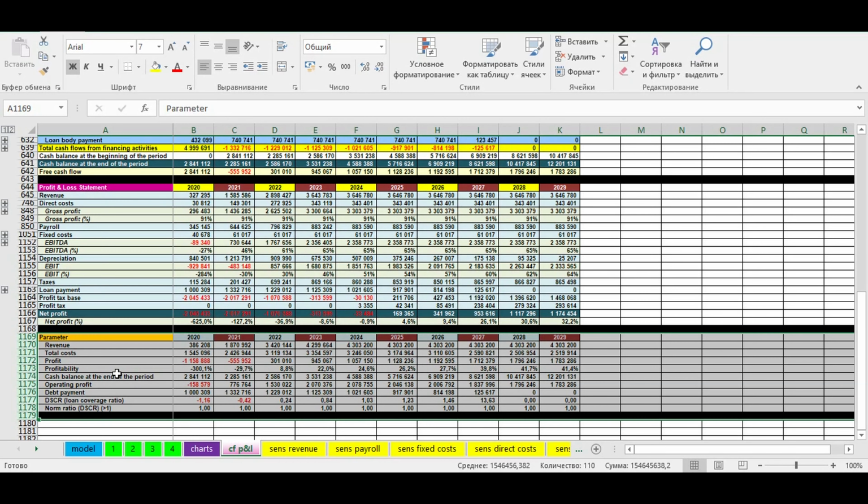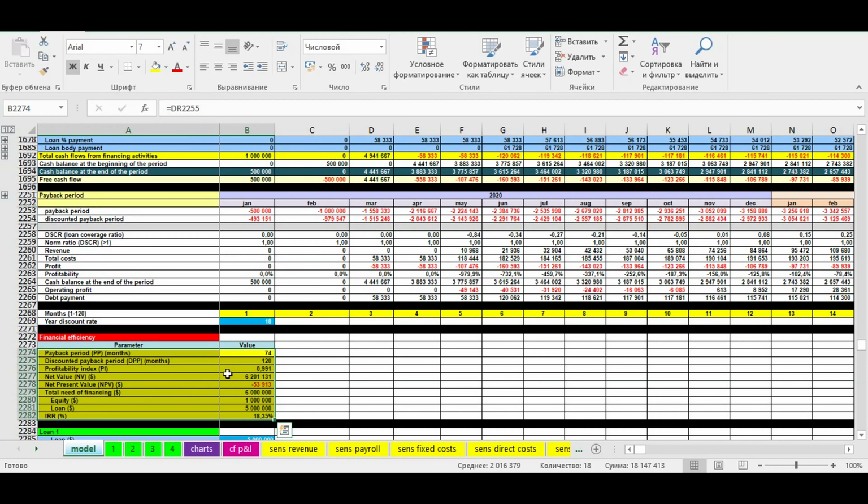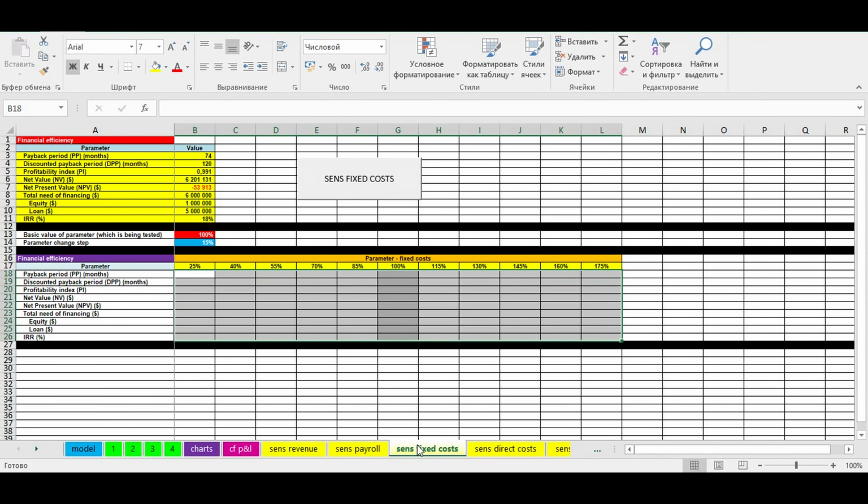Finally, we see the financial efficiency of your hair salon business idea. Is this model stable? What will happen to your business if revenue decreases or expenses rise? Now it's time to apply sensitivity analysis. Further, we have several Excel sheets where we test financial efficiency. We test the influence of such parameters as revenue, fixed and direct costs, payroll, investment, interest rate, and loan amount.